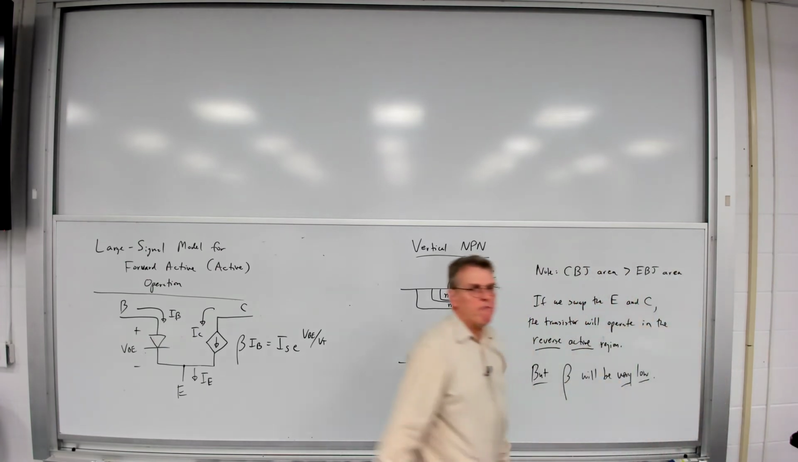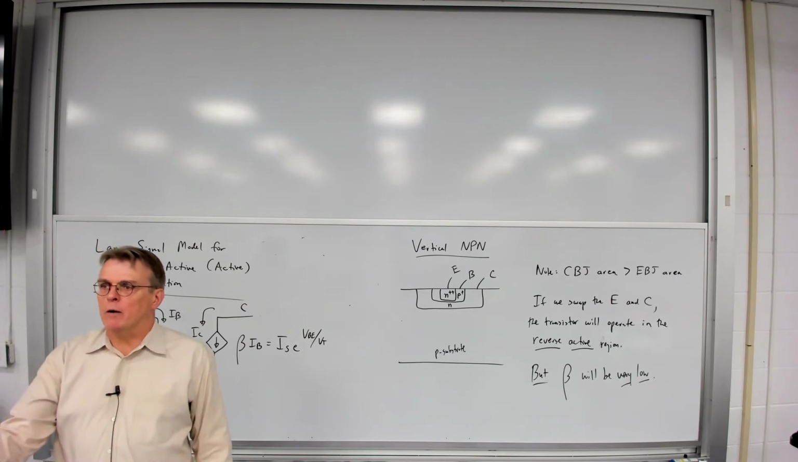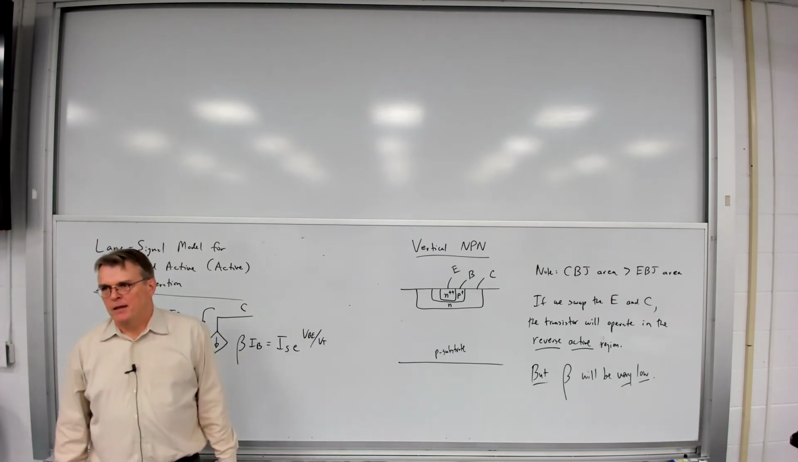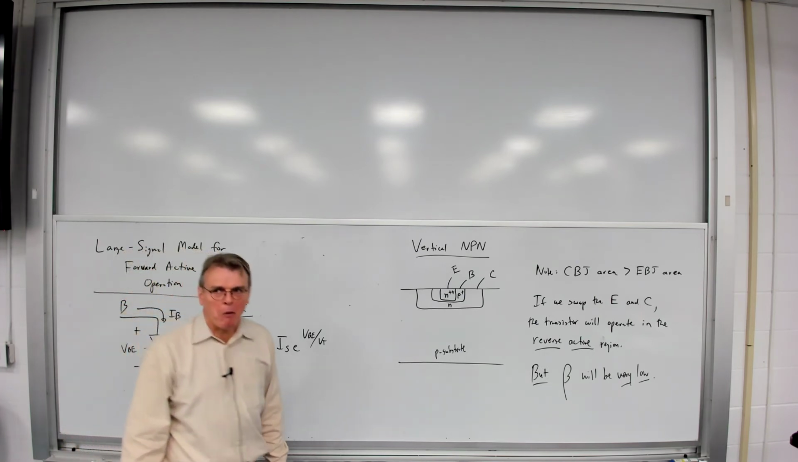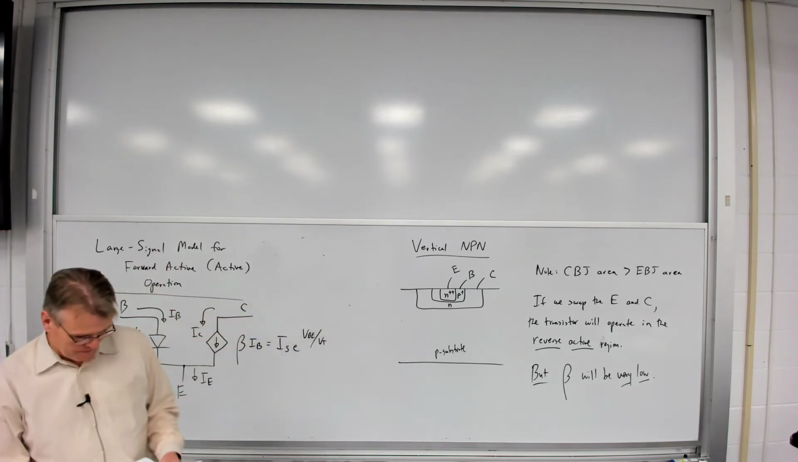The beta will be very low. So you may go from a beta of a couple of hundred in forward active, and you flip it around and you may have a beta less than 1. So reverse active works, but not well. You don't get the current amplification you want out of it.